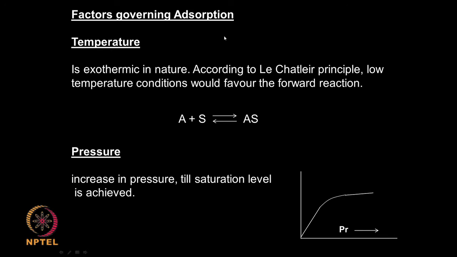So, what are the factors that govern adsorption? Temperature is a very important factor. If you remember Le Chatelier's principle, and assume the adsorption process as A plus S going to AS, that is the adsorbed material, A is your solute, S is your adsorbent. Low temperature favors the forward reaction, so low temperature will favor the adsorption process. Pressure: as you increase pressure, the adsorption goes up and then it will reach saturation. This is valid generally in gaseous adsorption, not for liquid systems. Pressure will not play much role in liquid systems, but for gaseous systems yes.